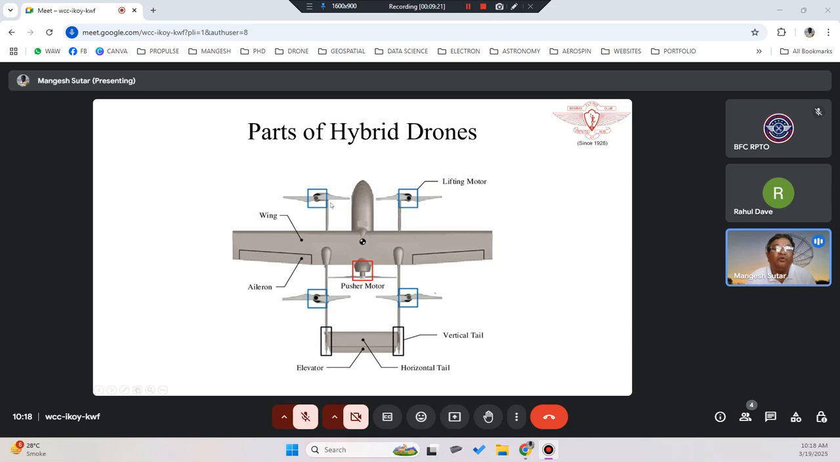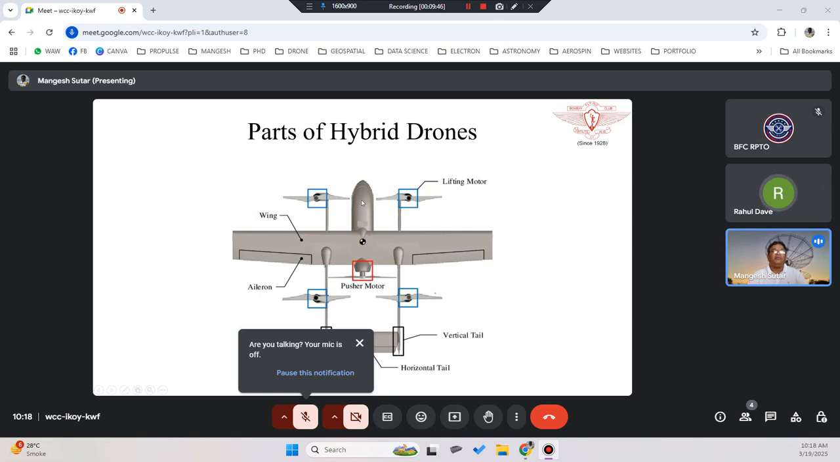Then you have four rotors, which are actually motors which help the hybrid drone to take off and land on the ground from the same position. It doesn't require a runway or anything. Whereas for this particular hybrid drone, there is a motor behind the fuselage, so it is called a pusher motor. If the same motor were in front of the nose, it would be called a puller motor.